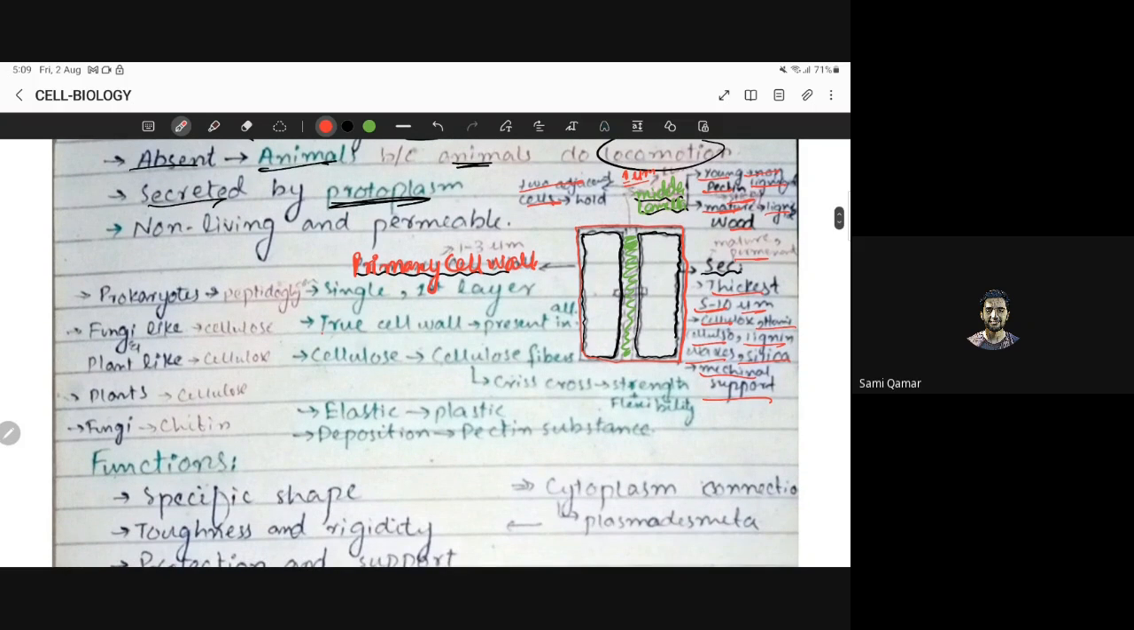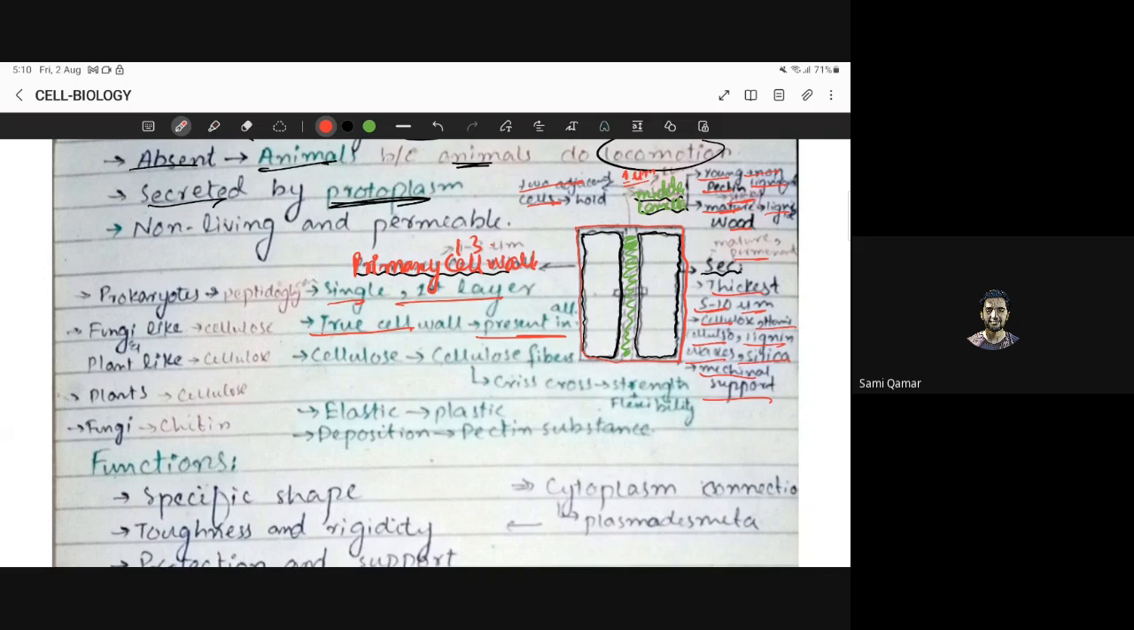Primary cell wall is 1 to 3 micrometer. It is the single first layer, the one you see outside. It is the true cell wall. It will be present in all plants. The secondary layer may be absent in some plants, and the middle lamella can be absent in some, but the primary wall will be present in all plants.